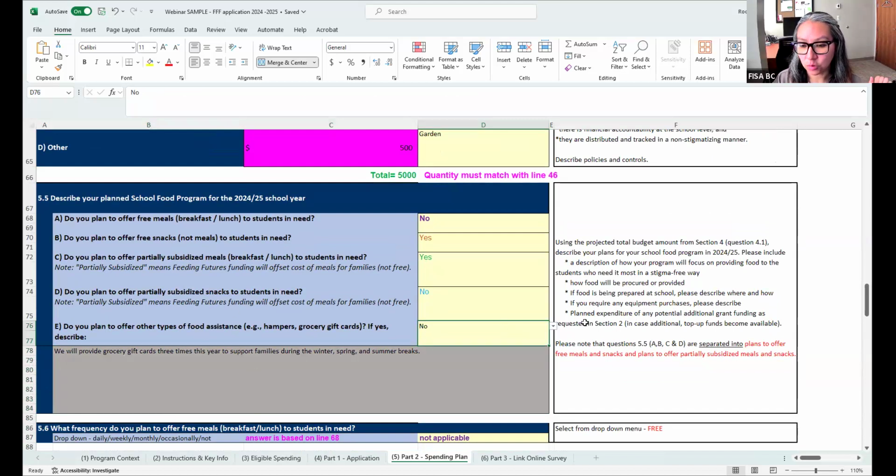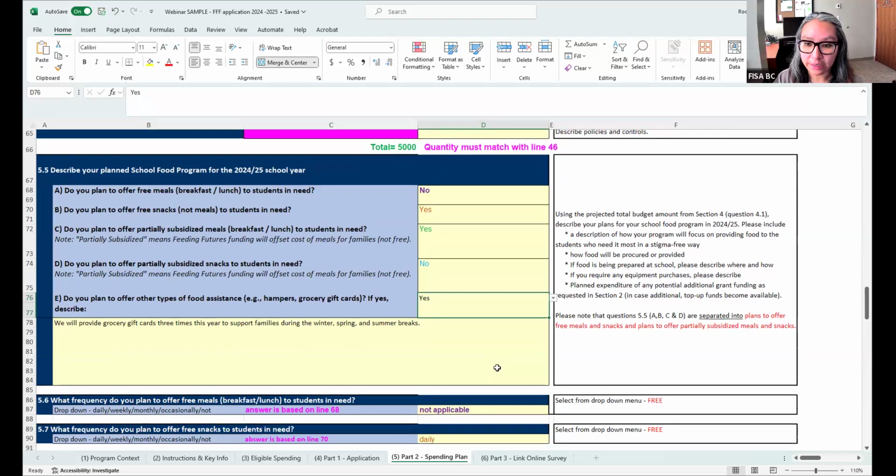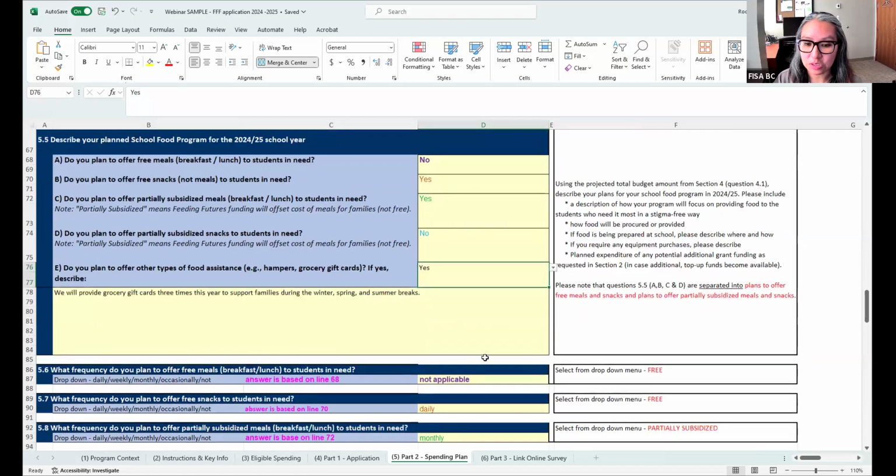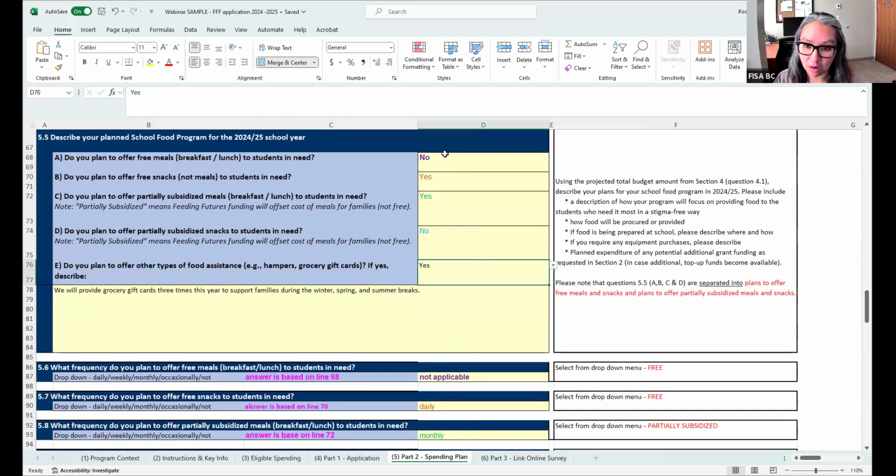And then you will see that this will turn into a different color. Okay, so this is about a school food program. Now, why do you have colors in this one? Because these are based on the ones that are on top. So hopefully that makes sense.